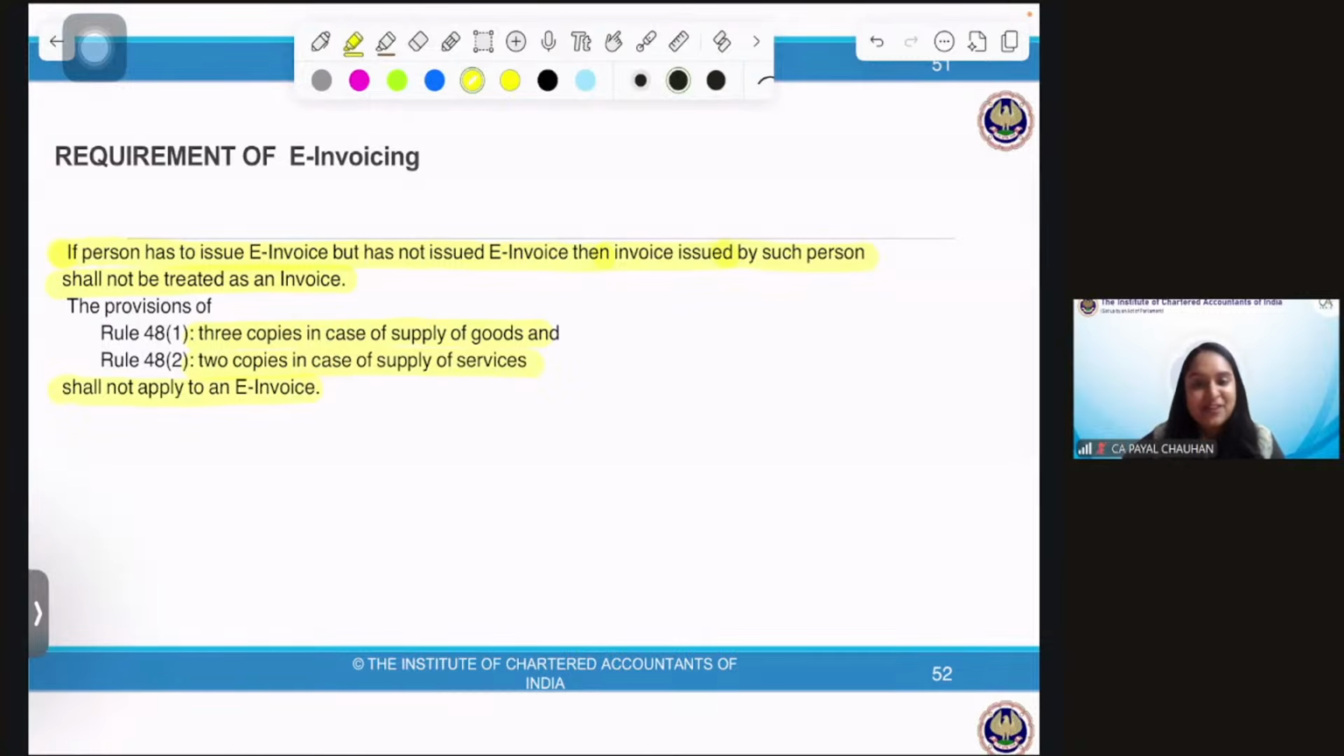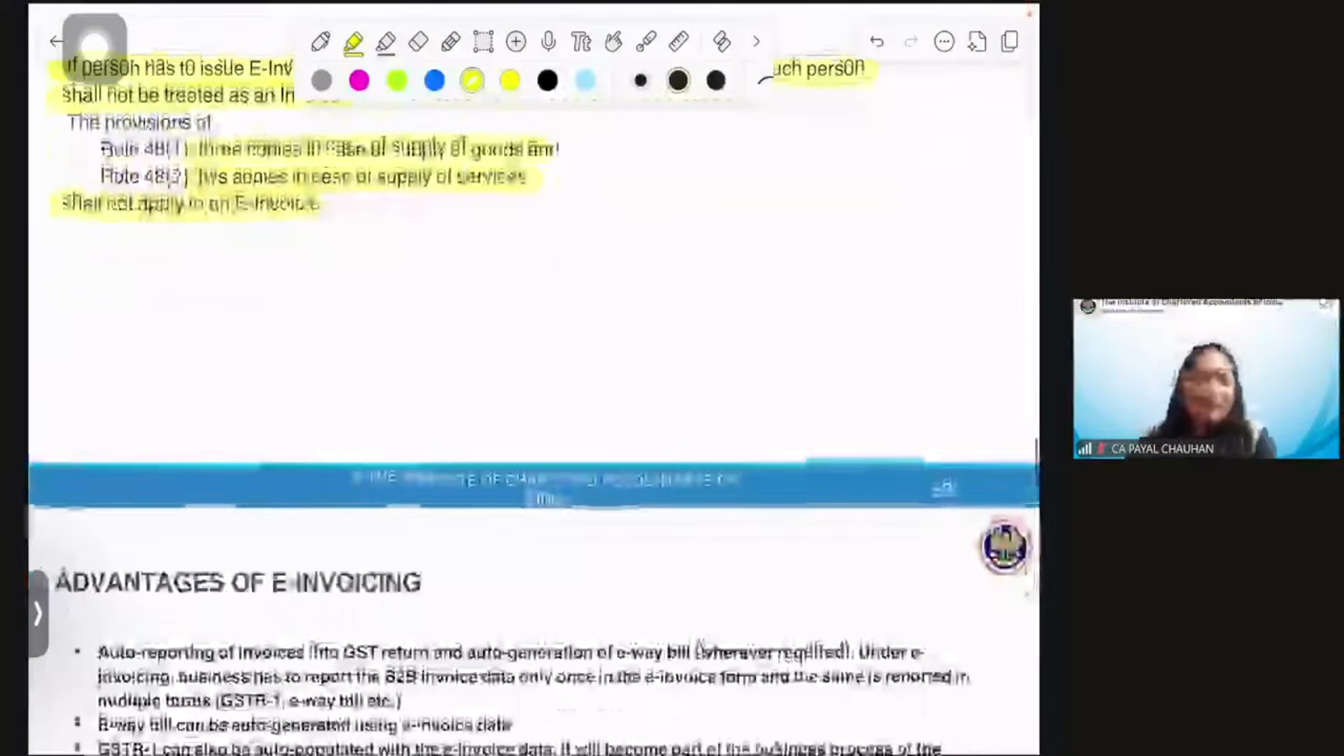Perfect. We had, in case of goods, 3 copies. Original is for the, tell me. Yes, original one, I only need the recipient. Perfect. That is not required here.